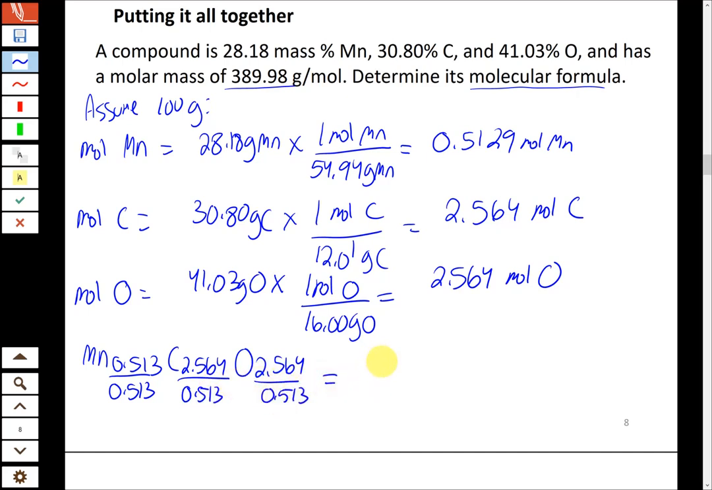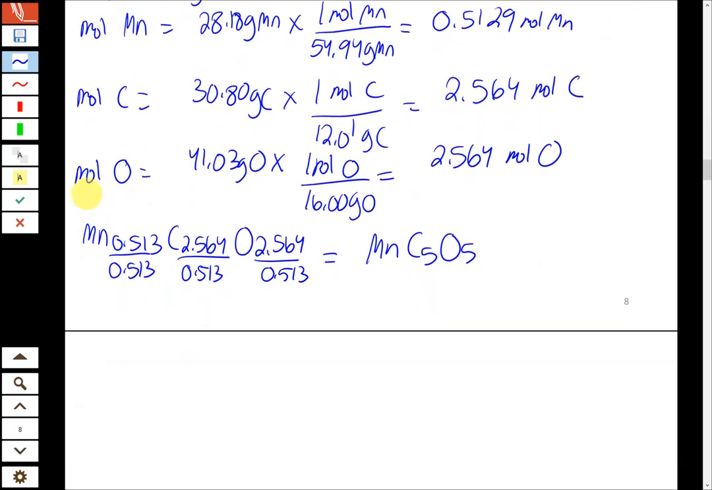And what we get is MnC5O5. Now, it's entirely possible that this is also the molecular formula of the compound. Again, the empirical formula and the molecular formula can be the same. But we don't want to assume this is. We have to compare the empirical mass to the molar mass to figure out if we need to, in fact, multiply this by a factor to get the molecular formula. So that's going to be the next step.